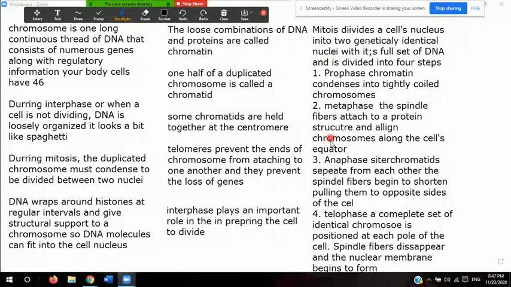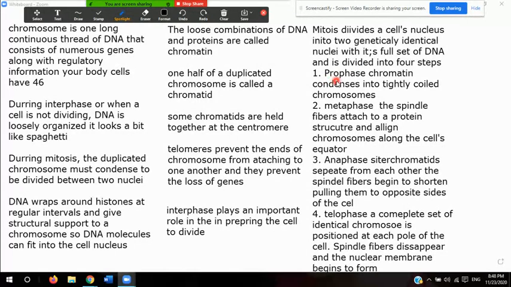Now, when we go to mitosis, we know that mitosis divides the cell nucleus into two genetically identical nuclei with its full set of DNA, and is divided into four steps. So we're going to summarize the four steps that involve mitosis. And again, mitosis is when all the content inside of the nucleus divides.